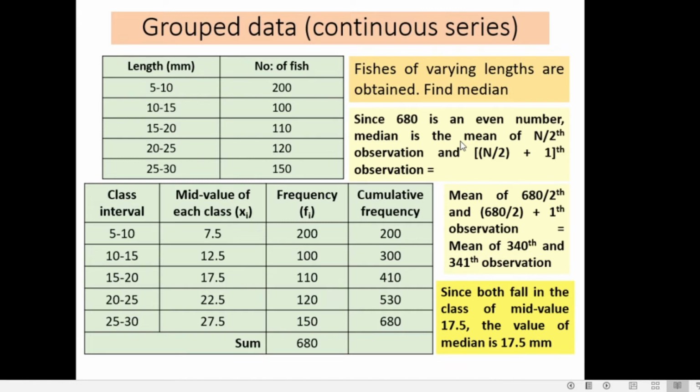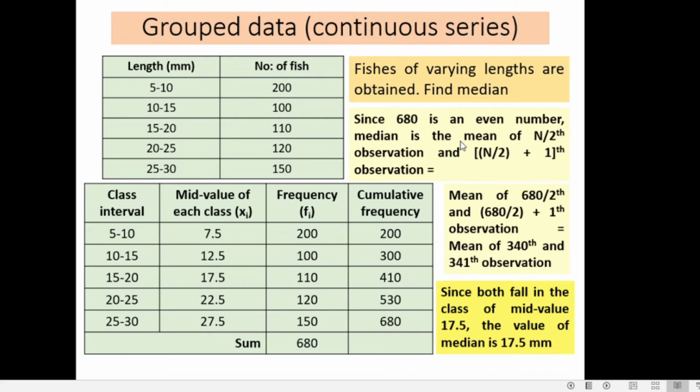Just as I told you, if there are 10 observations, the 5th one and 6th one will be in the center. So if there are 680 observations, the two observations which come in the center will be the 680 by 2th observation and the 680 by 2 plus 1th observation. That means the 340th observation and the 341st observation. So these two will come in the center. Since there are two observations in the center, we have to find the mean of these two.